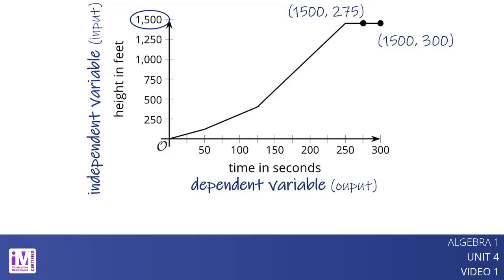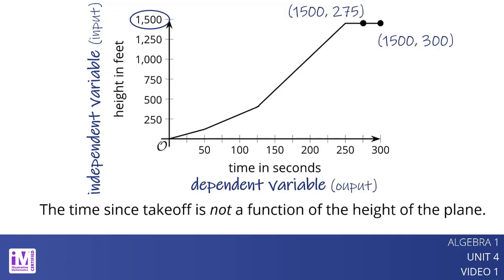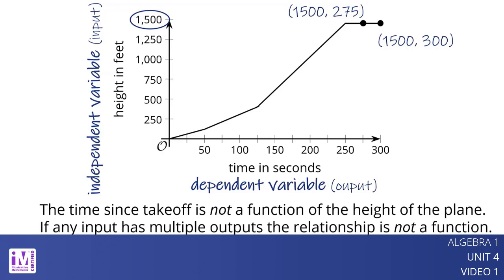For an input of 1,500 feet, there are multiple possible outputs. So, the time since takeoff is not a function of the height of the plane. For any relationship, if any input has multiple outputs, the relationship is not a function.